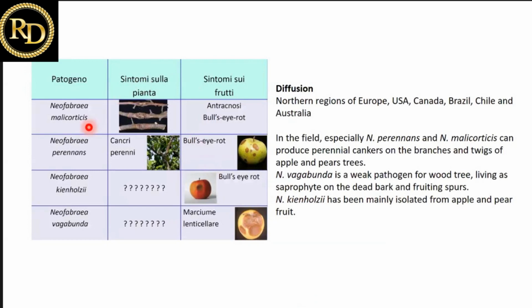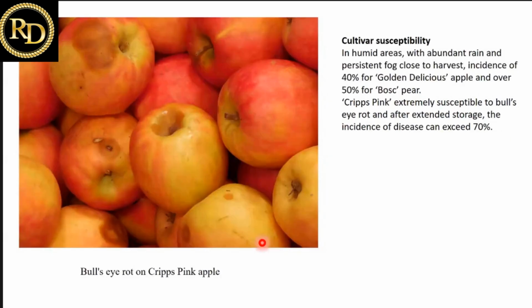Then here we have just a table, which is in Italian, sorry, but we have the 4 species, the disease symptoms on the tree, these perennial cankers, and the disease symptoms on the fruit. In this case, we have bullseye rot or lenticel rot, depending on the species, but they are very similar. We have to say that there are some cultivars which are more susceptible compared to others. In particular, Cripps Pink. In Italian, we call it commercially Pink Lady variety.